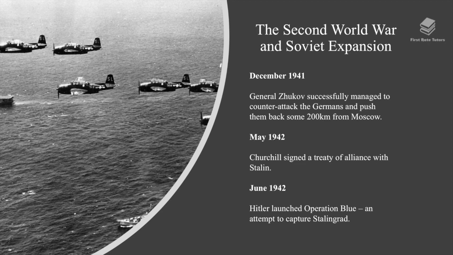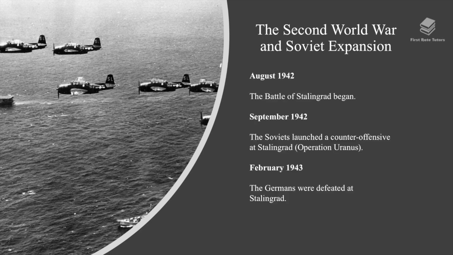December 1941. General Zhukov successfully managed to counterattack the Germans and push them back some 200 kilometers from Moscow. May 1942. Churchill signed a treaty of alliance with Stalin. June 1942. Hitler launched Operation Blue, an attempt to capture Stalingrad. August 1942. The Battle of Stalingrad began. September 1942. The Soviets launched a counteroffensive at Stalingrad, Operation Uranus. February 1943. The Germans were defeated at Stalingrad.